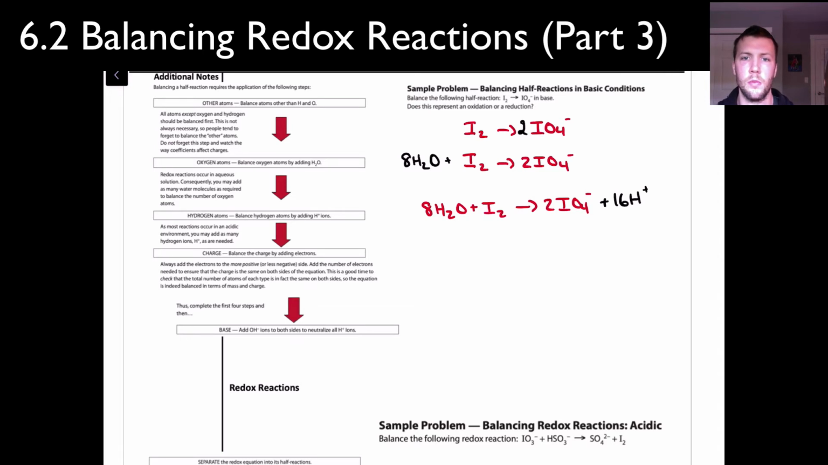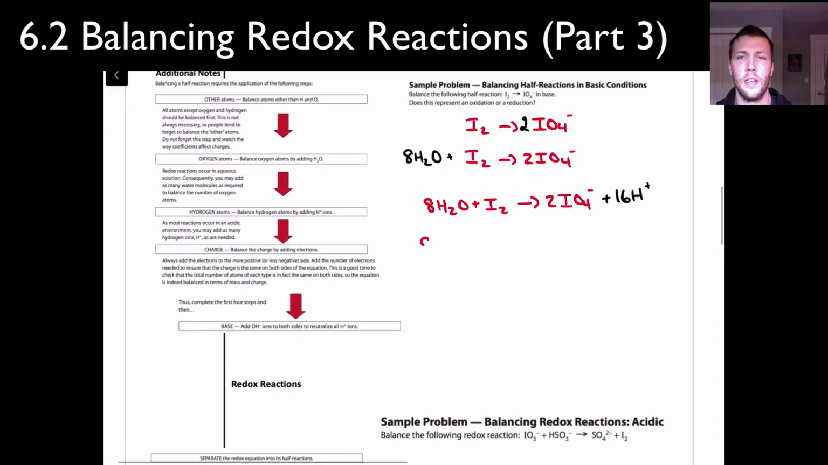Next, I want to balance my charge. So my 2 periodate ions and my 16 hydrogen ions leaves me with a charge of plus 14. So in order to cancel that out, I'm going to add 14 electrons to the product side.